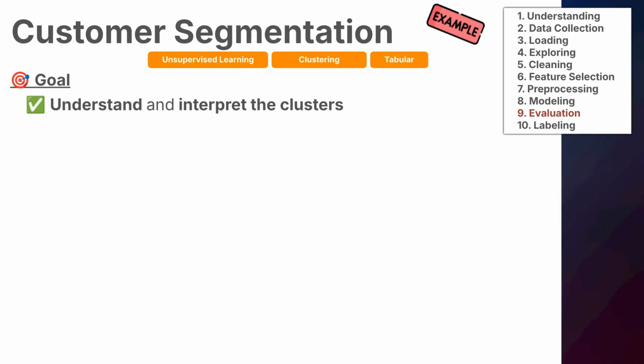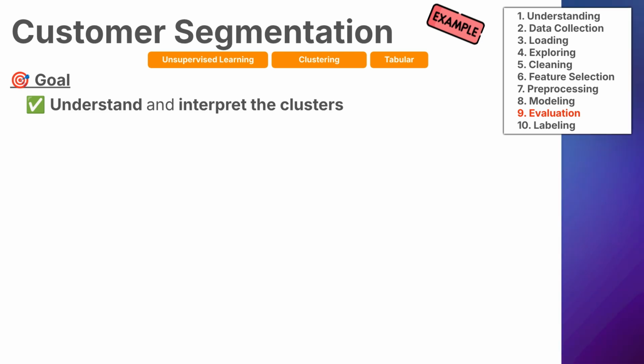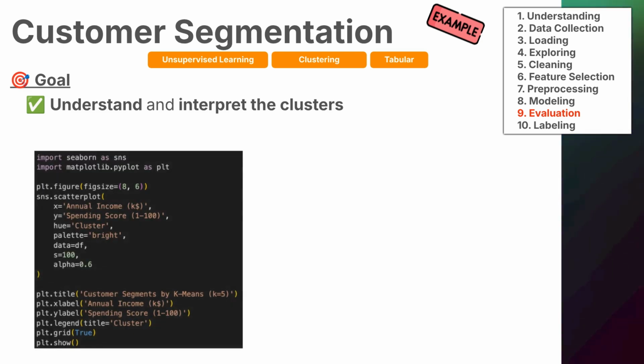Nine, evaluation. The goal is to understand and interpret the clusters created by k-means by visualizing them in 2D space and analyzing the customer characteristics in each group. Let's plot annual income versus spending score colored by cluster. We can use a scatter plot. Please adjust the palette, marker size, and transparency as you like.